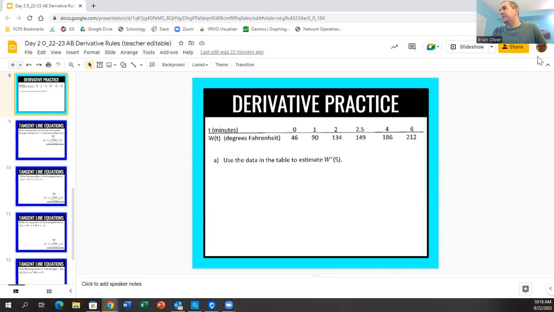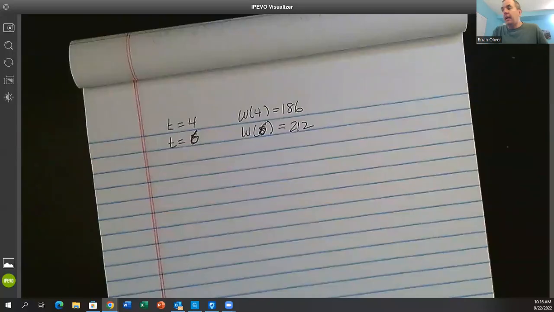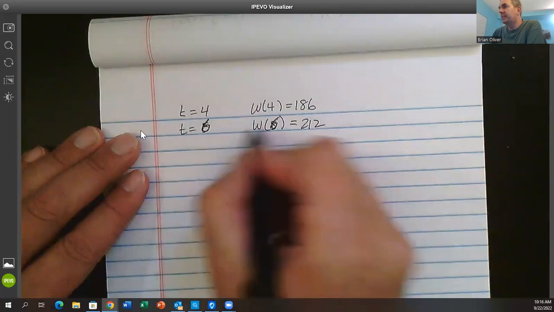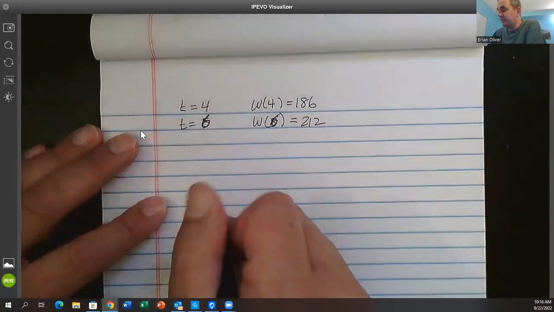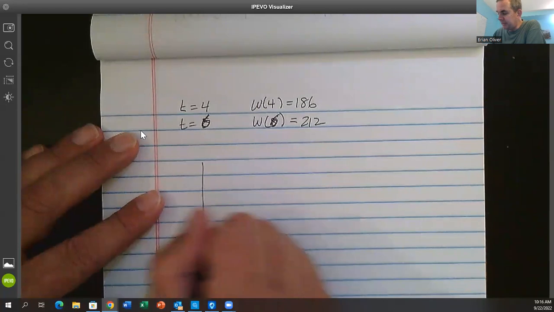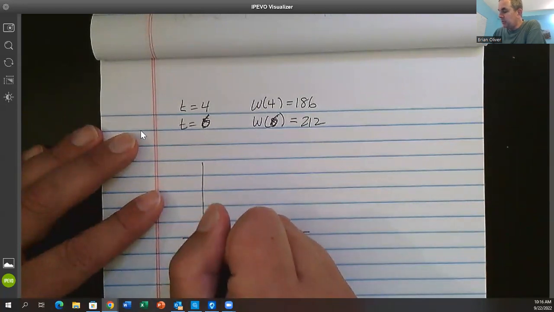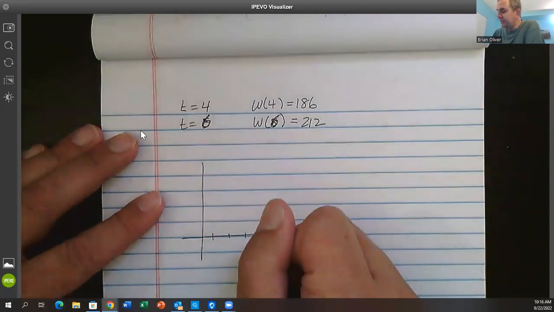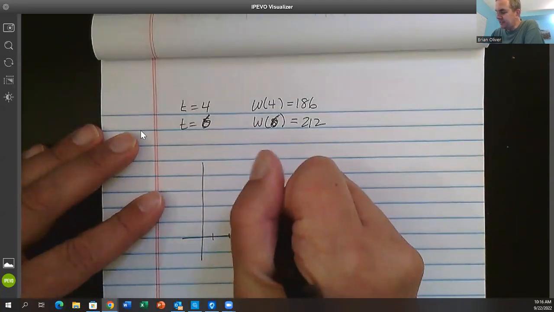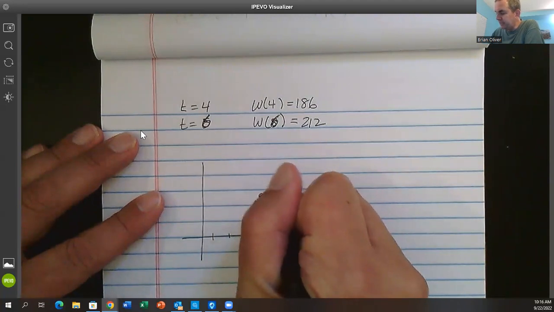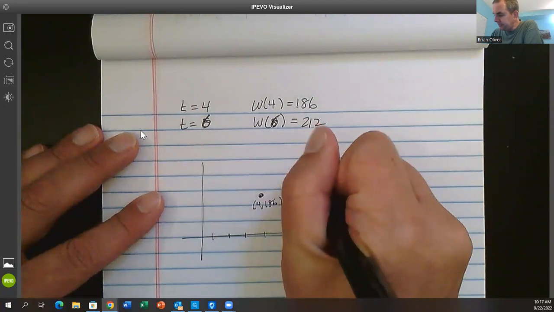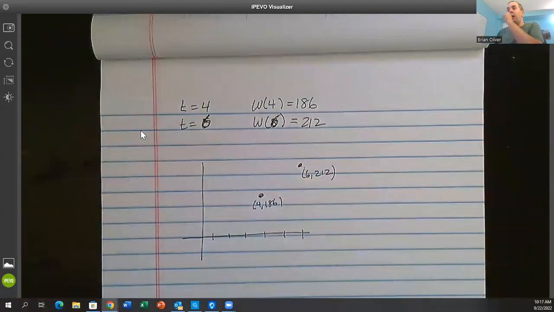So I'm going to slide back to the doc camera. And what we'll see is that, again, t of 4 is 186, t of 6 is 212. If you think about this, we're dealing with 1, 2, 3, 4, 5, 6. So at t of 4, this guy's at 186, so this would be 4, 186. And we're looking at 6, and 6 is 212. 6 and 212. And here's the deal.